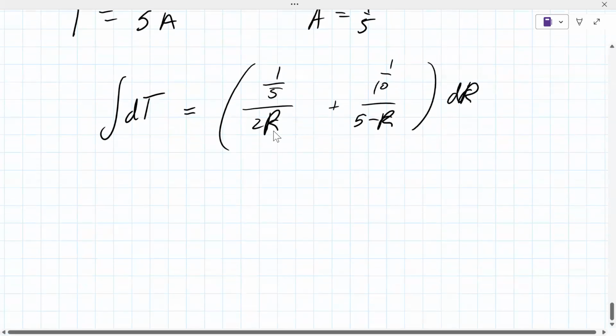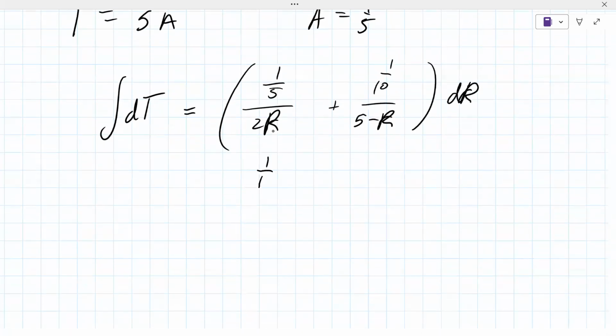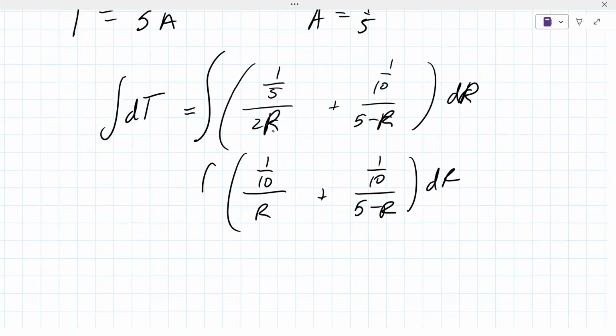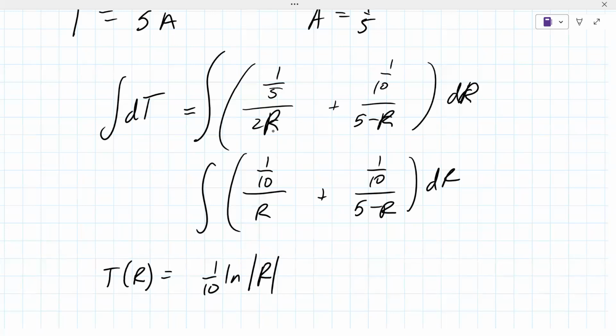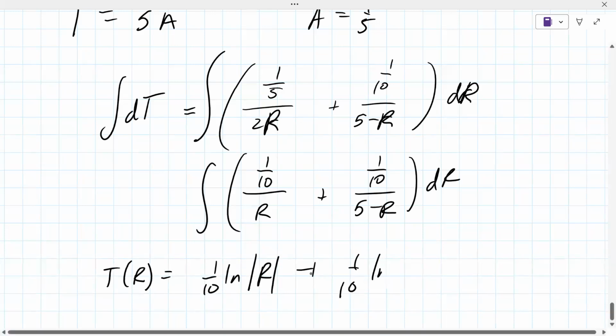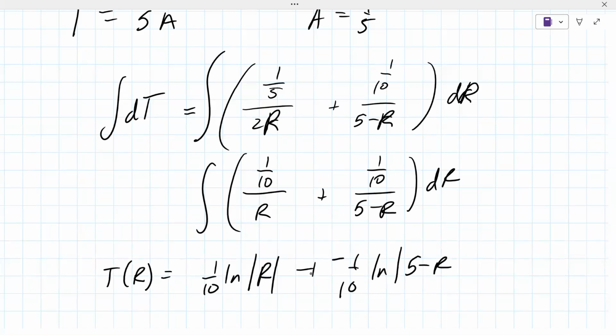One little change here is that this is really 1/10 over r plus 1/10 over 5 minus r. So when you integrate, on the left you just get t. T is a function of r, big R. On the right, it's 1/10 natural log absolute value of r plus 1/10 natural log absolute value of 5 minus r, but then there's a negative in front because of the negative there, plus c. Any thoughts on that?